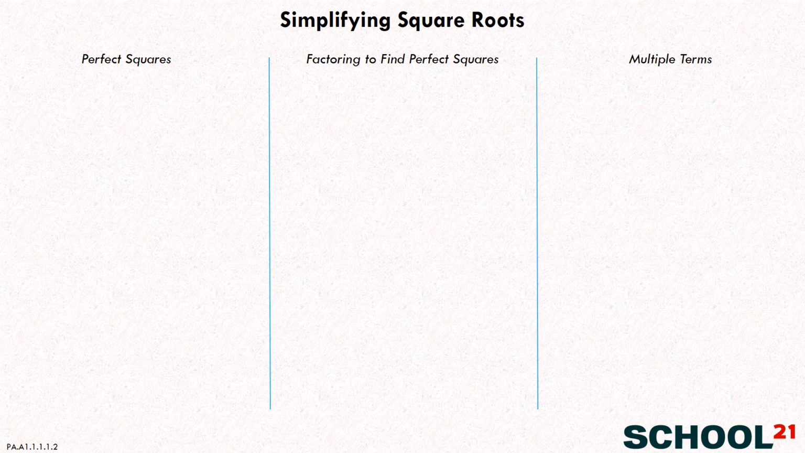Okay, we're here with our student, simplifying square roots. So let's start with the perfect squares. Let's see if this makes sense to you. Square root of 16 being 4 means that 4 times 4 is 16, right? Yeah. Okay, good.